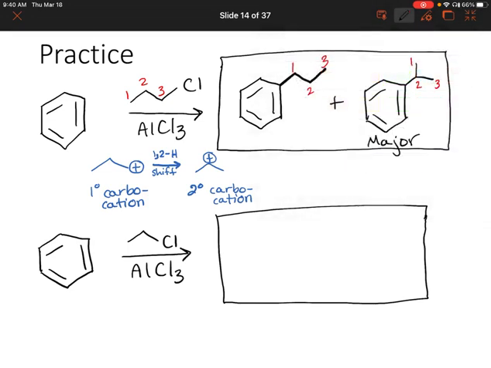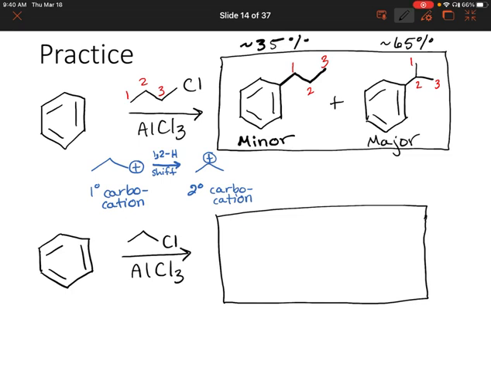And that's just because it has a more stable carbocation intermediate. And so that will be the major product. But the other product, the minor product, does form as well. And in fact, if we did this experiment, we would find that about 65% of our product will be the major product, and about 35% of our final product will be the minor product. So we'd have a mixture of these two.